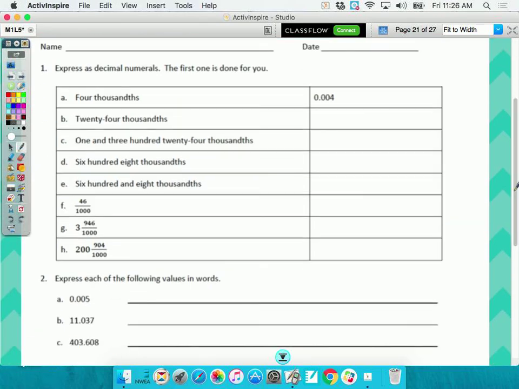For problem set lesson 5, I want to read the directions, talk about it, and then I'm going to have you work on these independently, and we will check them. Okay?